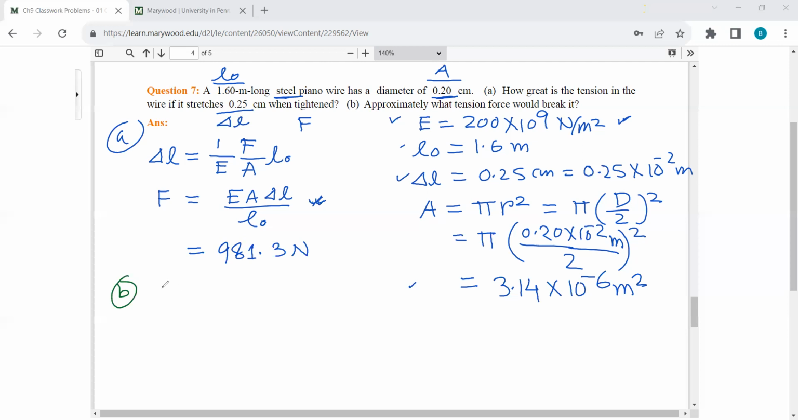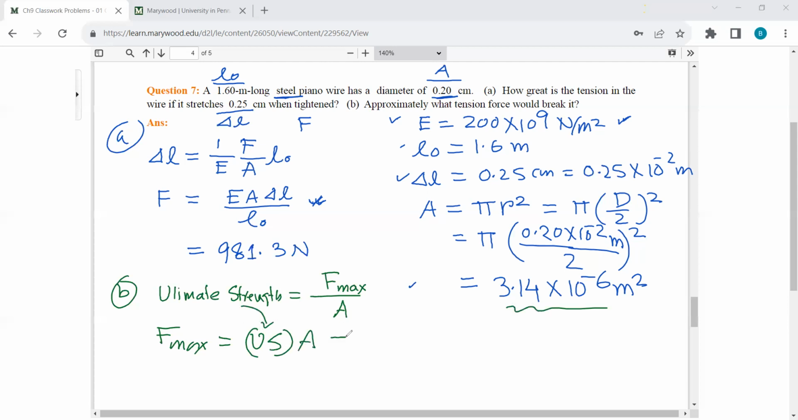So it asks us to calculate the maximum force, and you know that maximum force is related to this equation, right? So F max is ultimate strength times A. A is this one already, and the ultimate strength for the tensile force of steel is 500. If you go to the table again, you can see that the ultimate strength for tension for steel is 500 times 10 to the power 6 Newton per meter square.